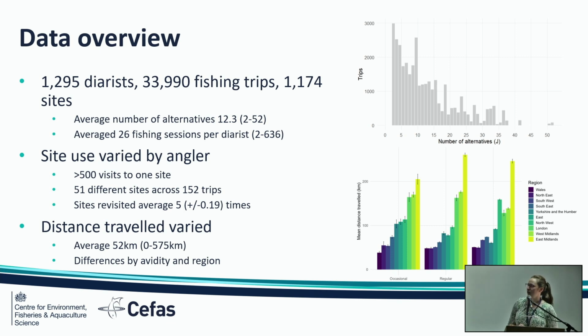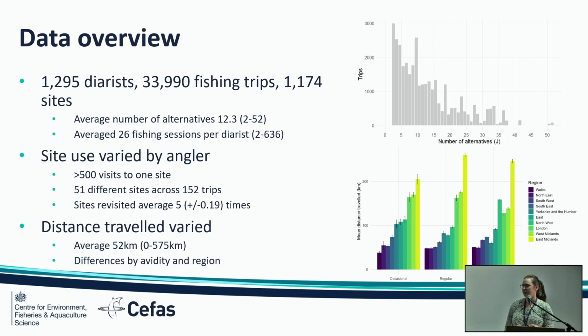There was an average of 26 fishing sessions per diarist, but again that ranged from 2 to 636. So we had quite a lot of difference in our diarists. And the site use also varied by diarist. One angler visited the same site over 500 times, and one angler visited 51 different sites across 150 trips.